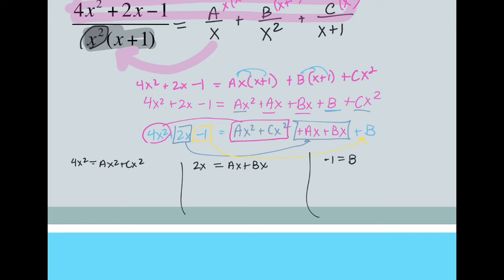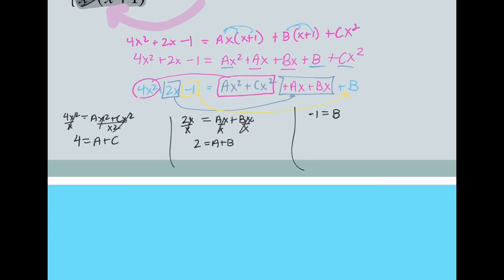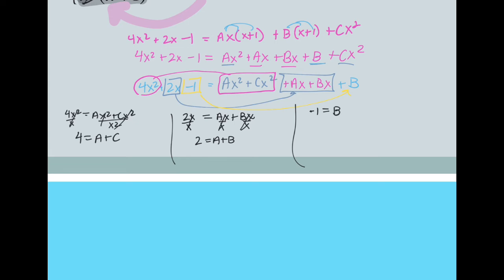Now on the left-hand side, this first one, we can actually divide everything by x squared, and I end up with 4 equals a plus c. Divide everything here by x, and I end up with 2 equals a plus b. And then negative 1 is b. So if you were to write this out as though it's a system, 4 equals a plus c, 2 equals a plus b, and negative 1 equals b.